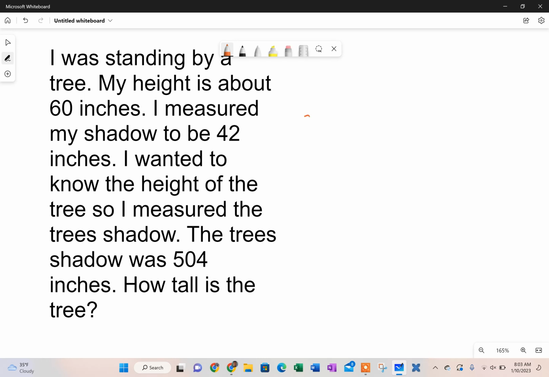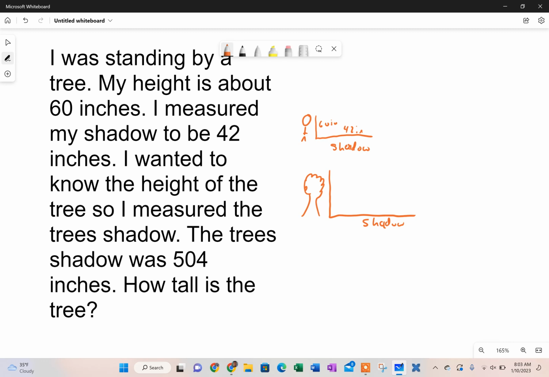So once again, if you're not very good at this because you're just learning how to do it, that's perfectly fine. I'm going to draw a picture. I'm going to draw my shadow here, and this would be my height. Then I'm going to draw a picture of the tree. Well, the tree has a shadow. So it says my height is about 60 inches, so that's going to be 60. And my shadow is 42 inches, so that's going to be 42.